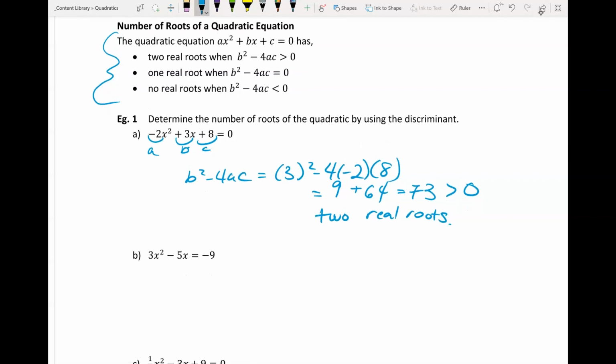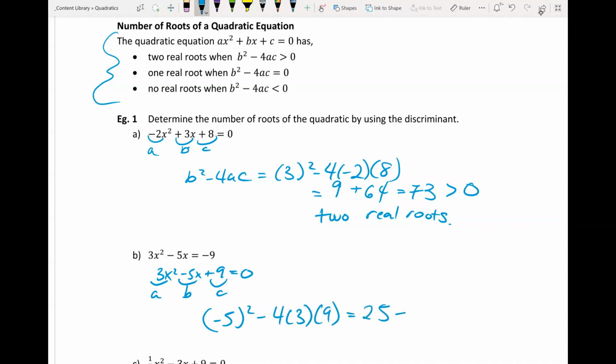For this next one, we're going to move the 9 to the other side by adding 9 to both sides. So A is 3, B is -5, C is 9. We're going to put it into our discriminant formula. That's -5 squared minus 4 times 3, because that's our A, and our C is 9, which is 25 minus 108. This is -83. So it's negative, so this is smaller than 0, which means we have no real roots.